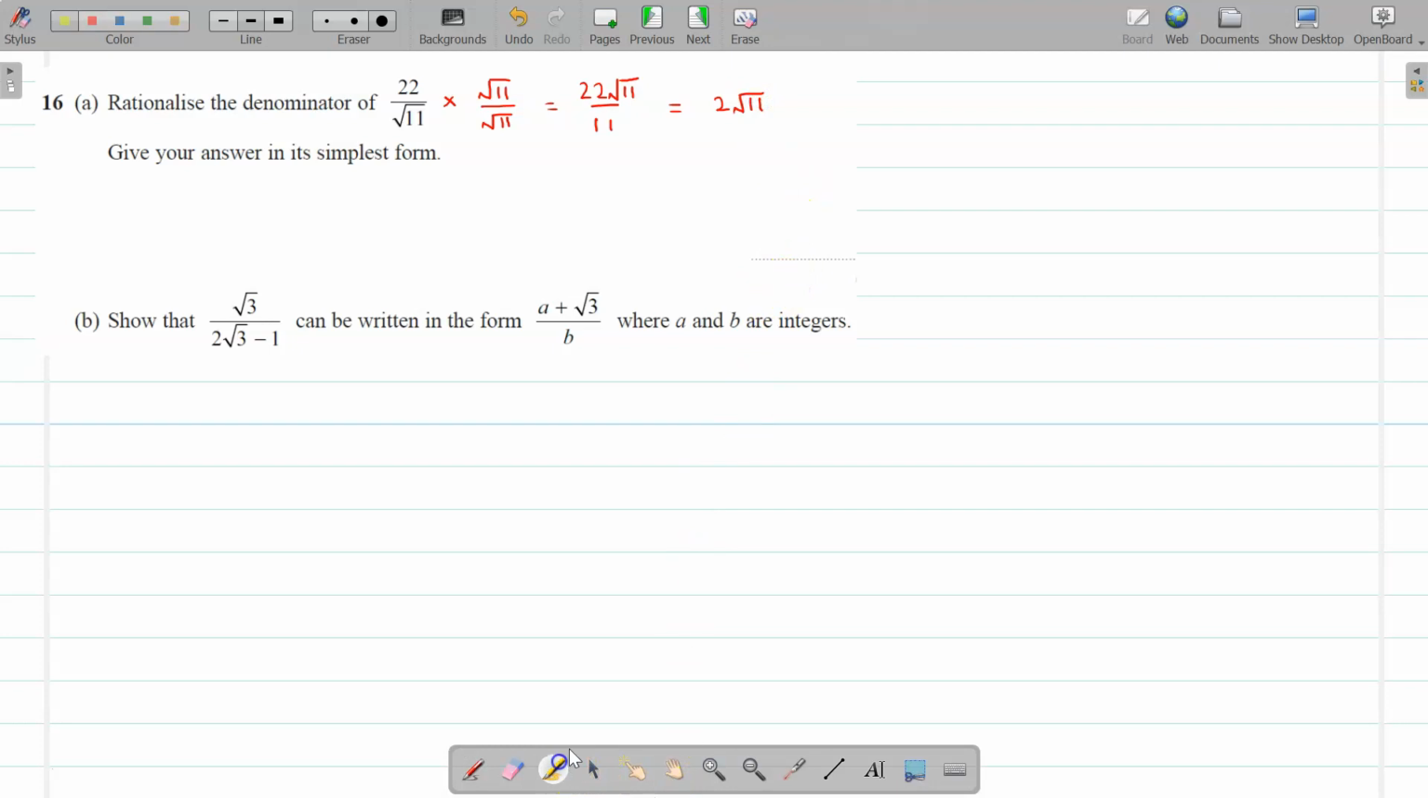Okay, so that's the first one. And this one is a bit more complicated. We have to find the conjugate of the denominator. So we need to write it as root 3 over 2 root 3 minus 1. But that has to be multiplied by 2 root 3 plus 1 over itself. So we take that and we times it by 2 root 3 plus 1 over 2 root 3 plus 1.